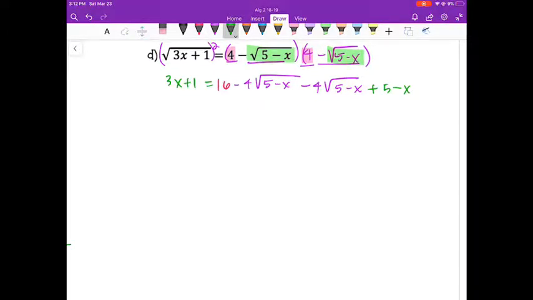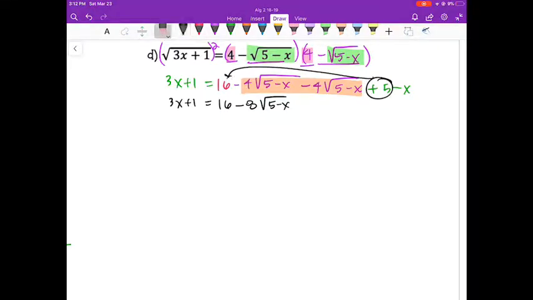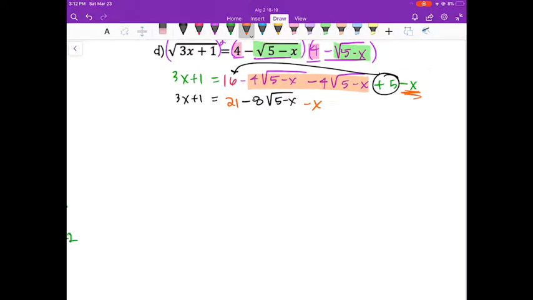And then I'm going to combine like radicals over here on the right. So I have 3x plus 1 equals 16 minus 8 radical 5 minus x plus 5 minus x. Well, let's go ahead and absorb that plus 5 into that 16. 16 plus 5, I've got 21. And this minus x still outside. Now I still have a radical, but I'm going to go ahead and isolate that radical so I can square both sides. So that's going to involve adding x to both sides and subtracting 21.